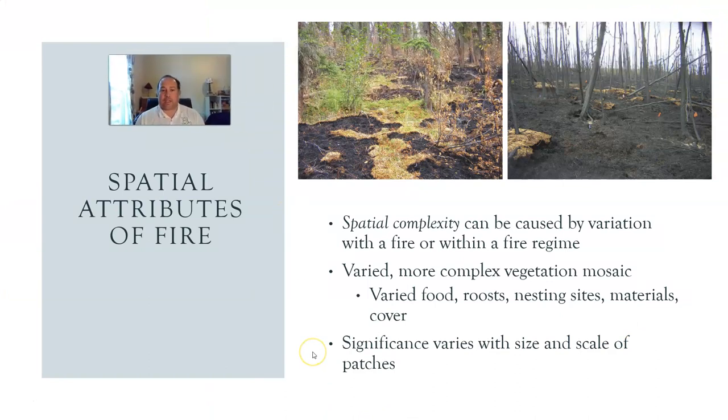So in terms of spatial attributes for fire, the biggest one is spatial complexity. I try to put this picture up here to give you that idea. Because with spatial complexity, we're really talking about the variation within a fire or within a fire regime. In this picture, you get little islands where things survived, and parts where everything burned down. Some things will come back quickly, like grasses and forbs, and trees will take 10, 20 years to recover. So you're going to get a lot of complexity within a fire.